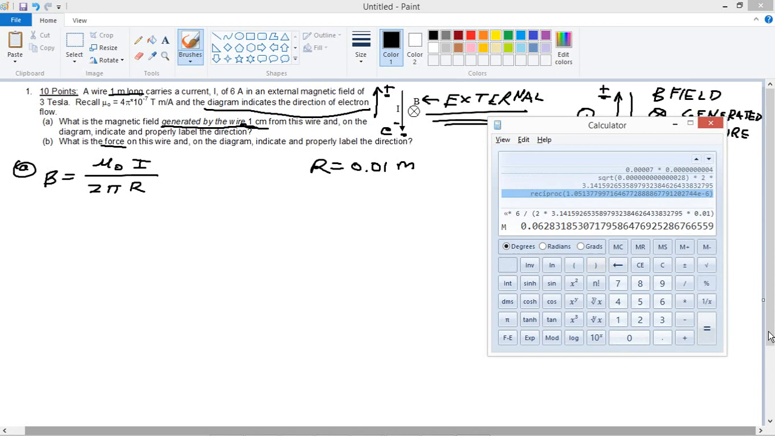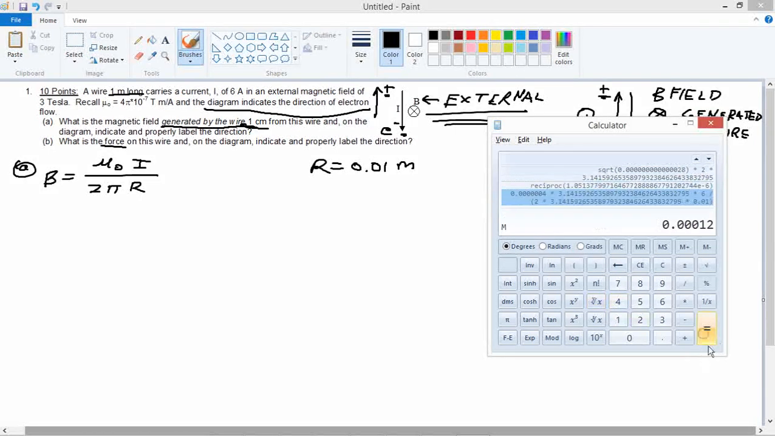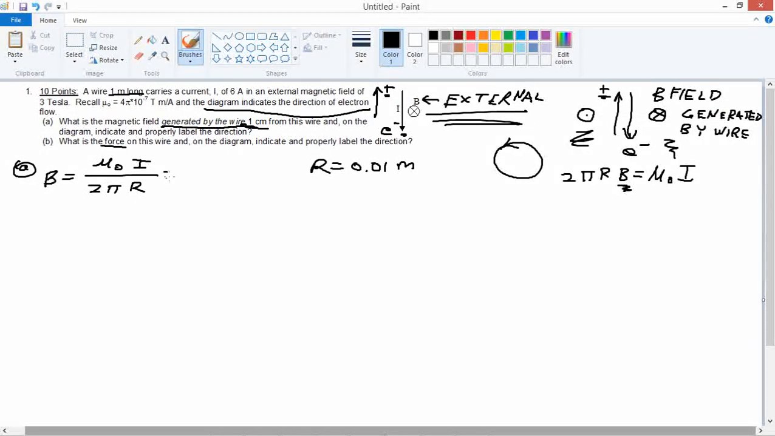I think I've got it. I've got 0.00012 teslas. B, force on the wire is I, length of the wire. This is where the 1 meter comes in. That's what L is, times B, and I'll make a note, external.